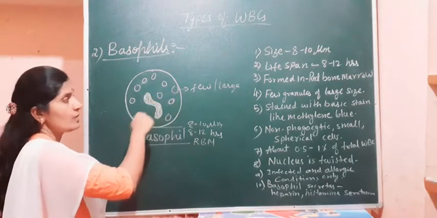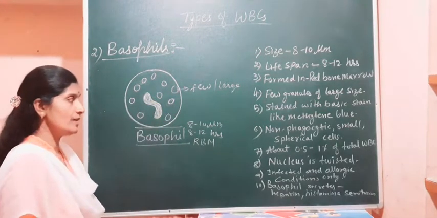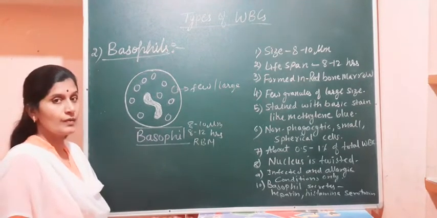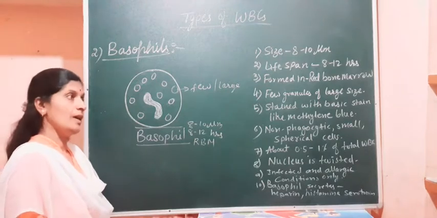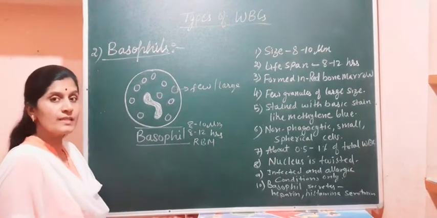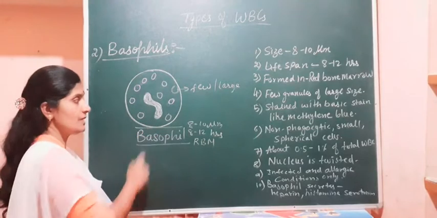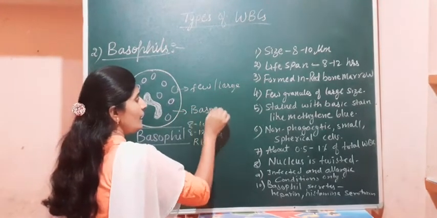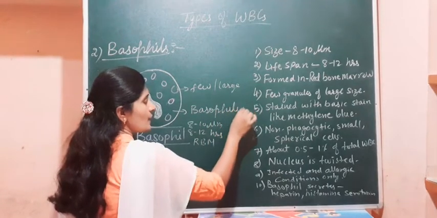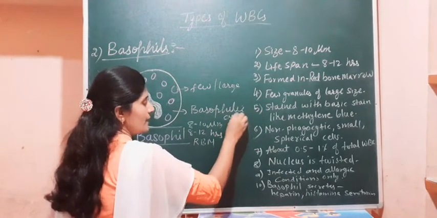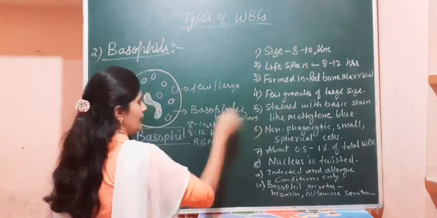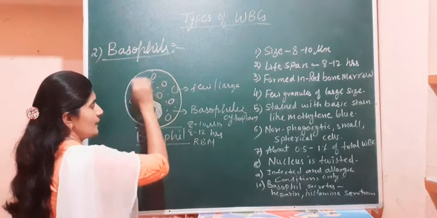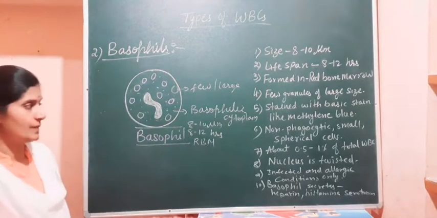Few granules are present, but large sized granules are there. And the cytoplasm is basophilic cytoplasm. In the neutrophils, it was neutrophilic cytoplasm. But this cytoplasm is what kind? This is basophilic. Basophilic cytoplasm is present in these cells. This is basic cytoplasm.